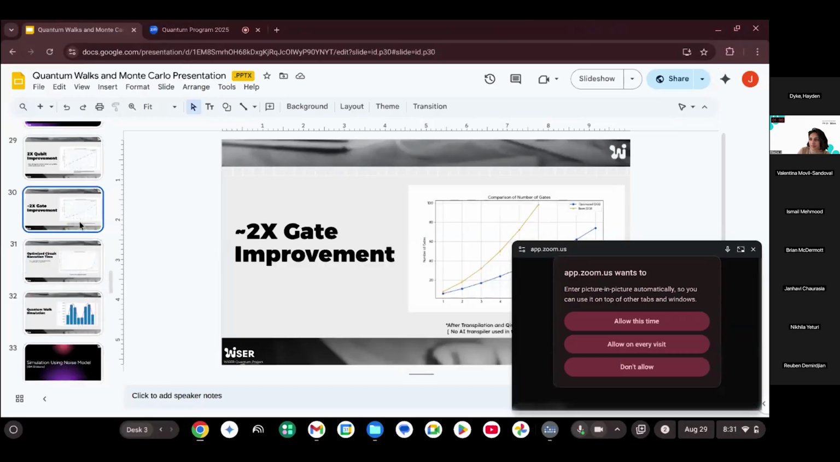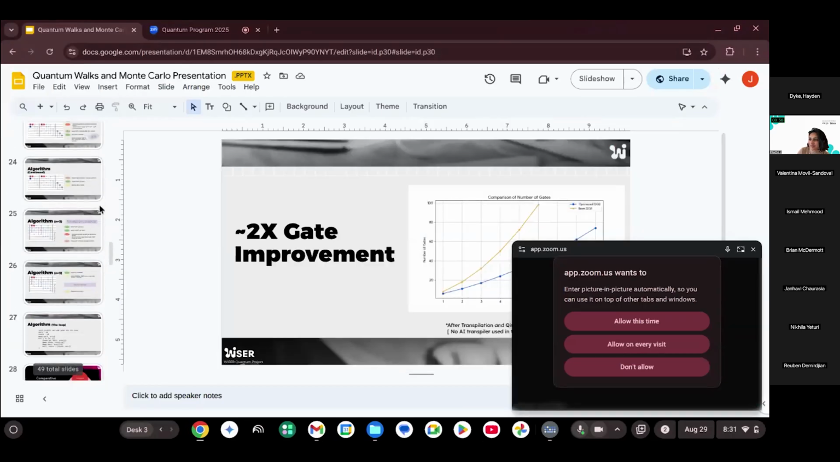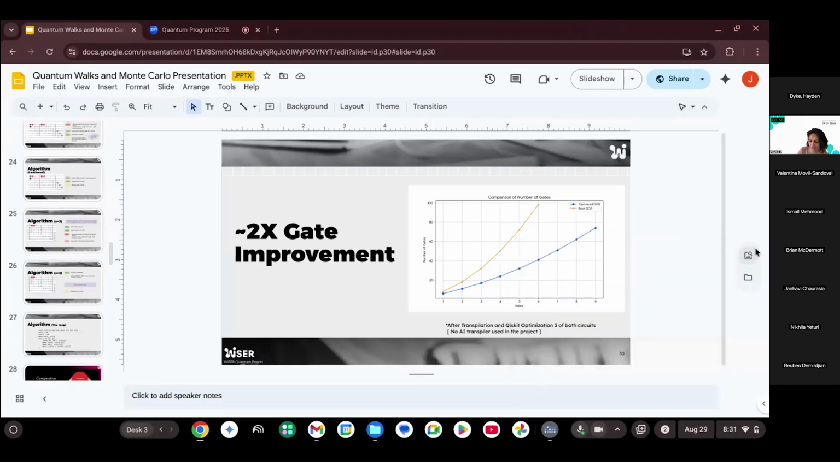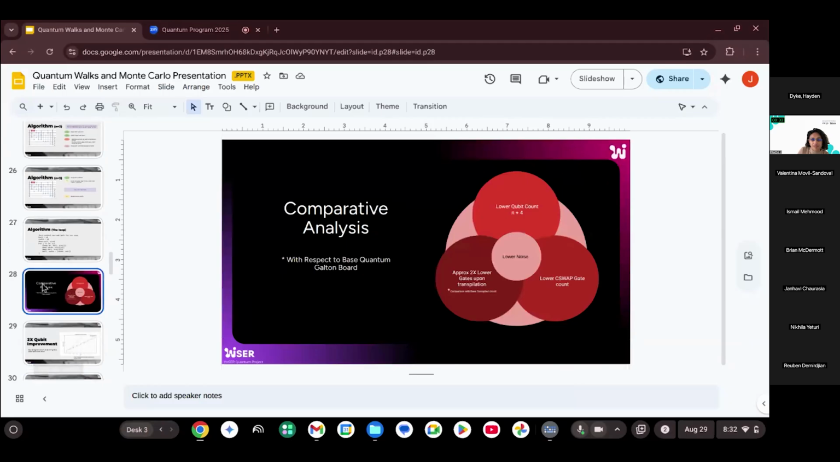I have a question. This is Ruben. I'm wondering, you might have mentioned it and I missed it, how many qubits did you reduce it to? So you said 2 times. We were initially using 2n plus 2 in the base, but we decreased it to n plus 4. Great. Thank you.